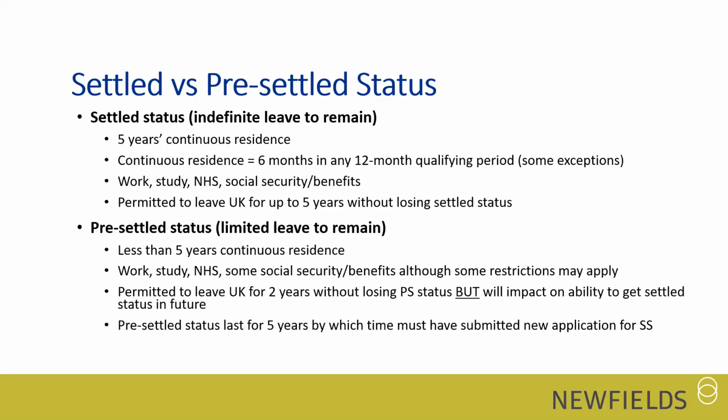So for instance, an individual who was out of the UK for a year, came back for another 2 years, then went away again for another year, that doesn't count towards the 5 years. It would be a 5-year continuous period that would mean the individual was at risk of losing their settled status. And then those individuals who've not been in the UK a full 5 years or haven't been able to meet the continuous residency requirements will be awarded pre-settled status, which is also called limited leave to remain.